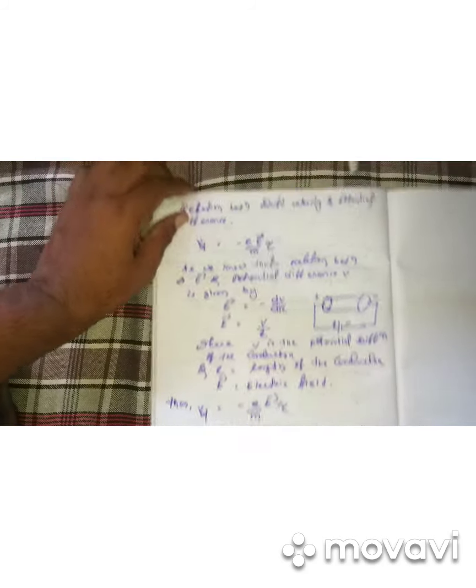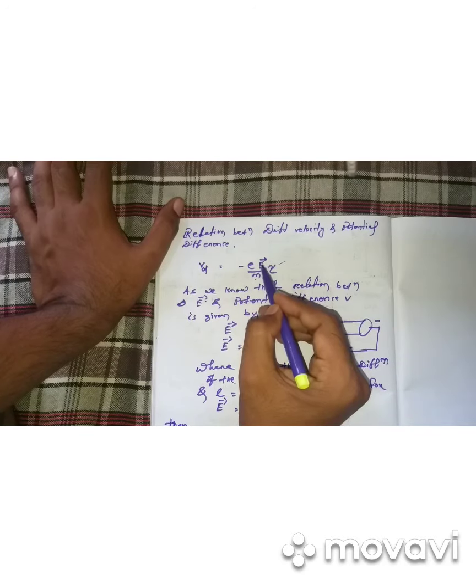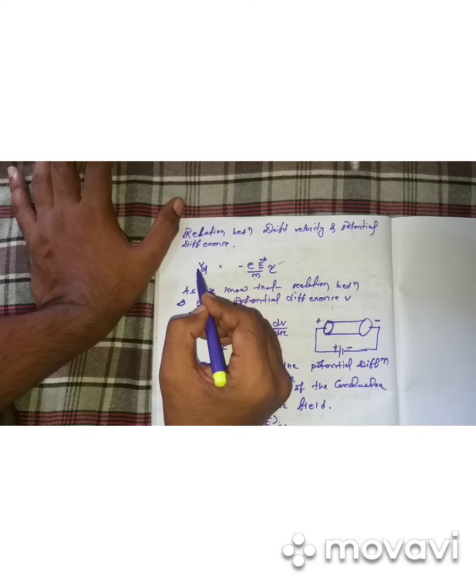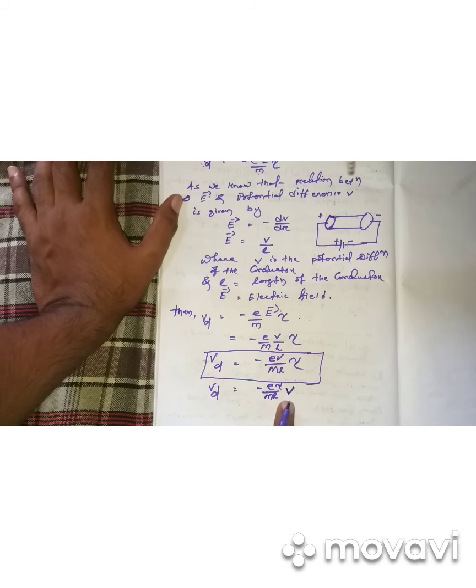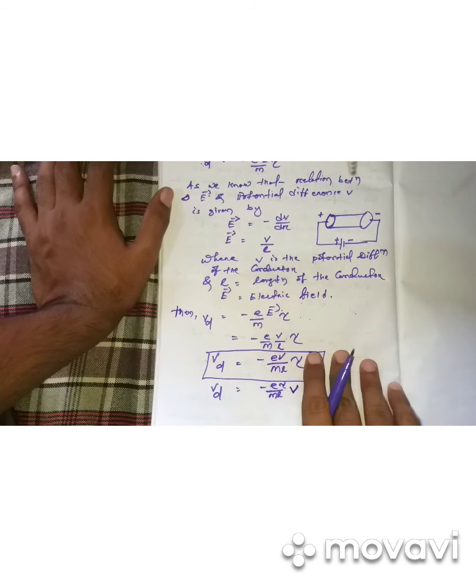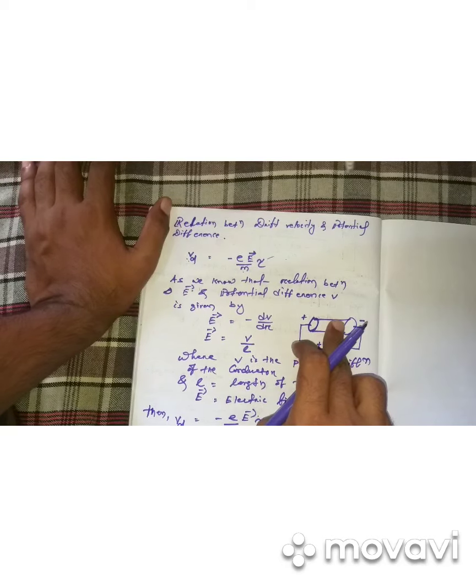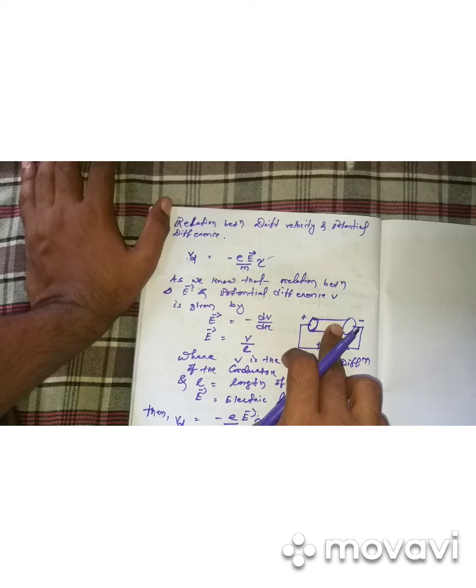Therefore, if we increase the electric field, then what will happen? Then the drift velocity increases. Okay. If we also increase the potential across the conductor, then what will happen? Then the drift velocity increases for a given particular temperature. If you increase the temperature of the conductor, then what will happen?